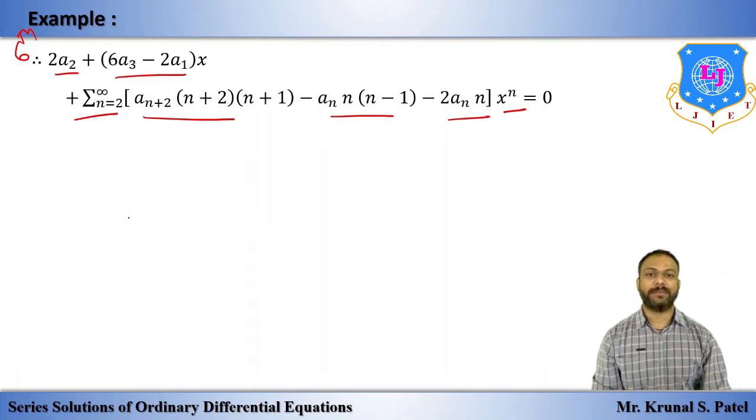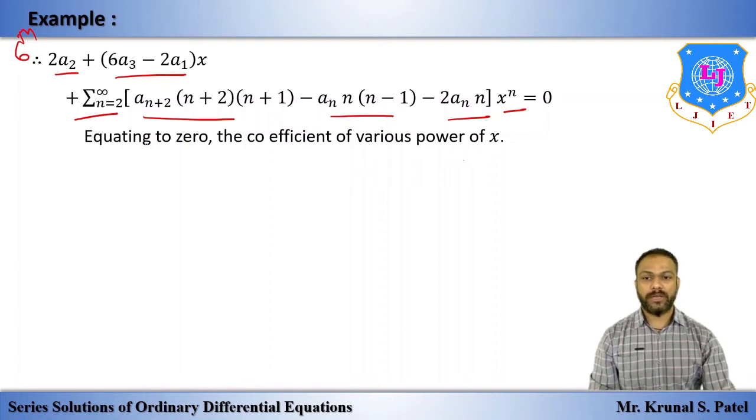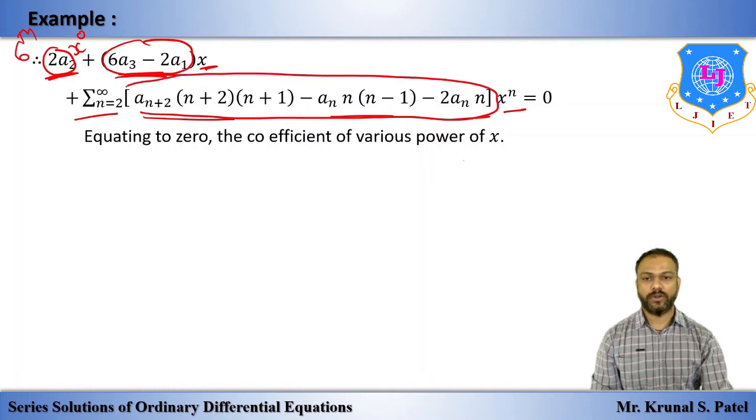Now seventh step is equating to zero the coefficient of various power of x. Just follow this step only, so it will make it so easy for you. So now equating the coefficient of various power of x. So this is the coefficient of x raised to 0, so we'll equate this equal to 0. This is the coefficient of x raised to 1, so we will take this equal to 0. And this is the coefficient of x raised to n. So we take this equal to 0.